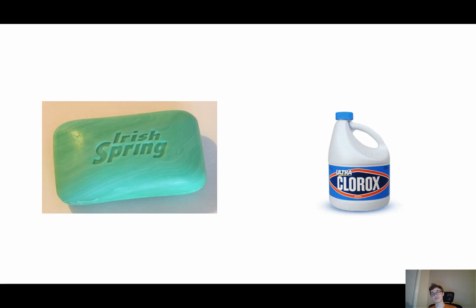And Clorox is a base. Soap is weak. You could eat soap if you wanted to. You probably shouldn't. But you shouldn't eat bleach, because that'll kill you because it's too strong. So that was it. I hope that was helpful.